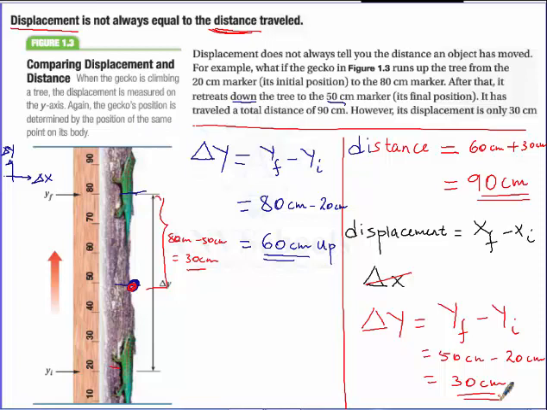Now we can relate these two numbers, the total distance and the displacement of the Joko. Here the distance is 90 centimeters, but the displacement is 30 centimeters. So from this we can conclude that displacement is not always the same as or equal to the distance.